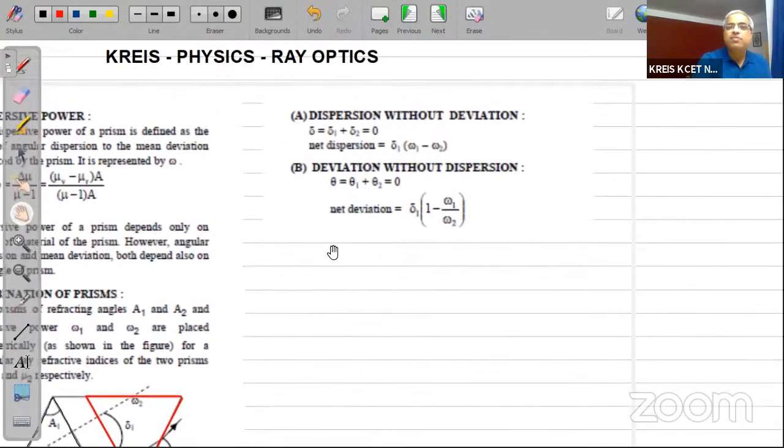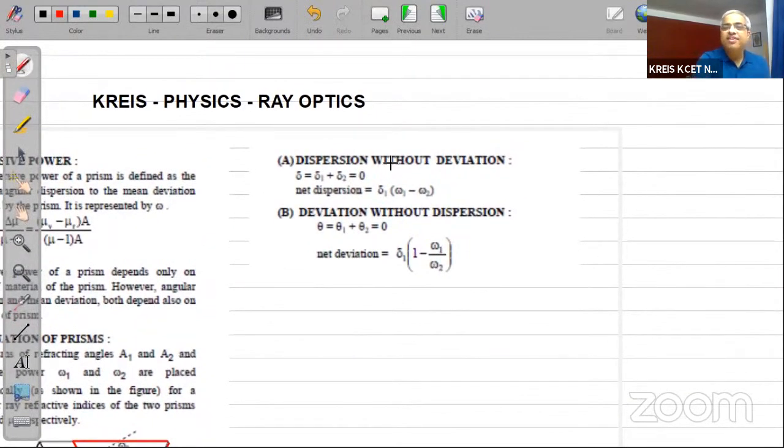Now, one combination is where I can make the combination give you only dispersion and no deviation. So there is no deviation here, only dispersion. Students, by now you all would have seen the prism is doing two things. One is it is deviating a ray of light. Another one is it is separating the colors or wavelengths. Now I can combine the two prisms in such a way that it can only give you dispersion and there is no deviation. That combination will produce a net dispersion which will be equal to delta 1 into omega 1 minus omega 2.